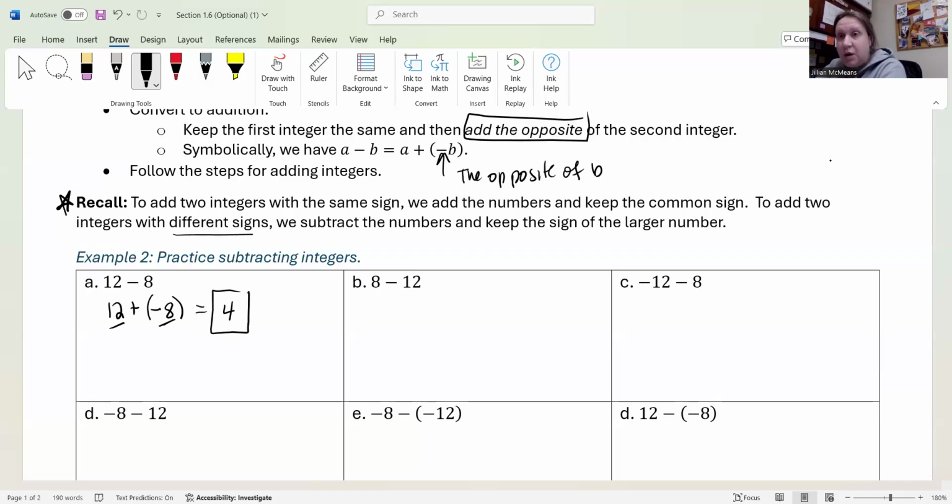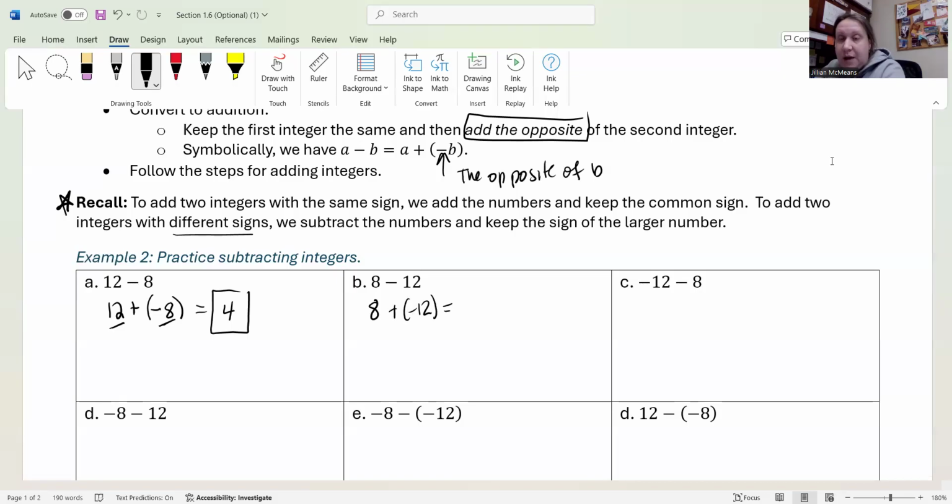And that makes sense. We already know 12 minus 8. That's just like normal subtraction for us. If we have $12 and we spend 8 of them, we're left with $4. I did this example simply to prove to you that converting to addition works. Okay? Let's try the next example. So part B, we keep the first number the same. So we're just going to keep the 8. And instead of subtracting positive 12, we're going to add negative 12.